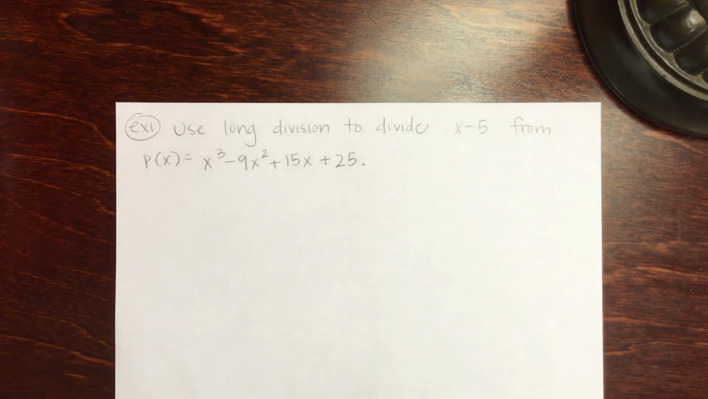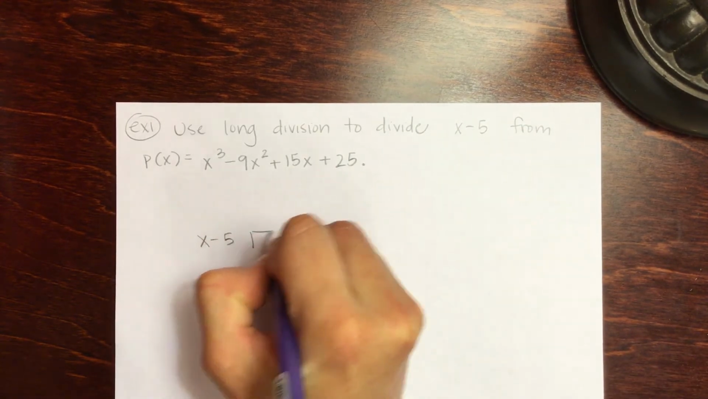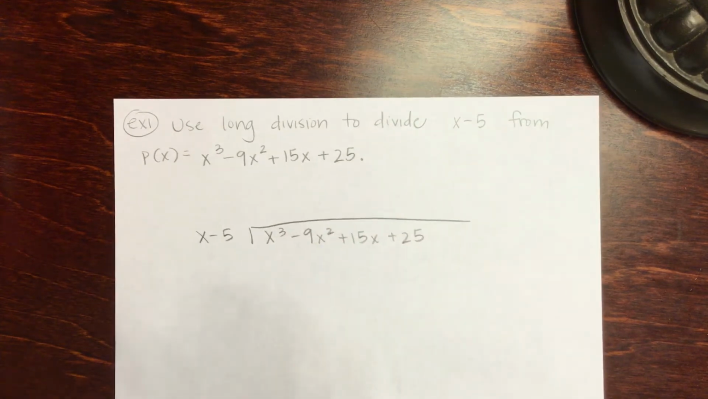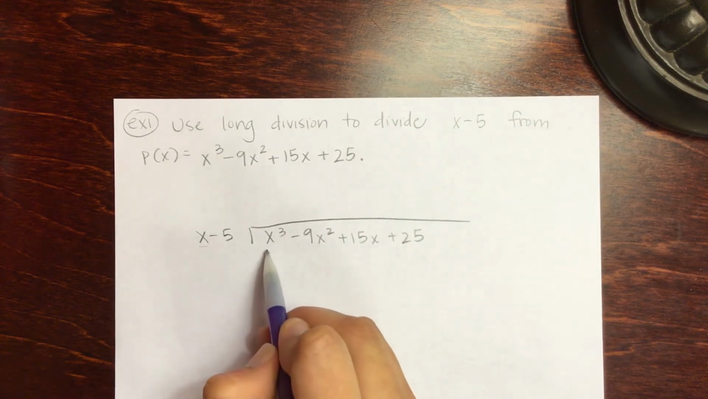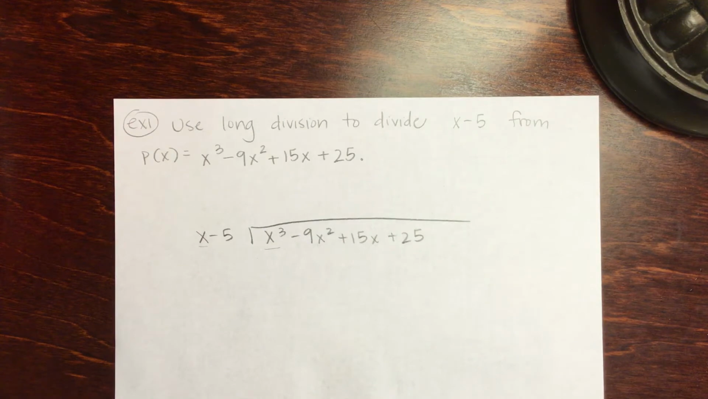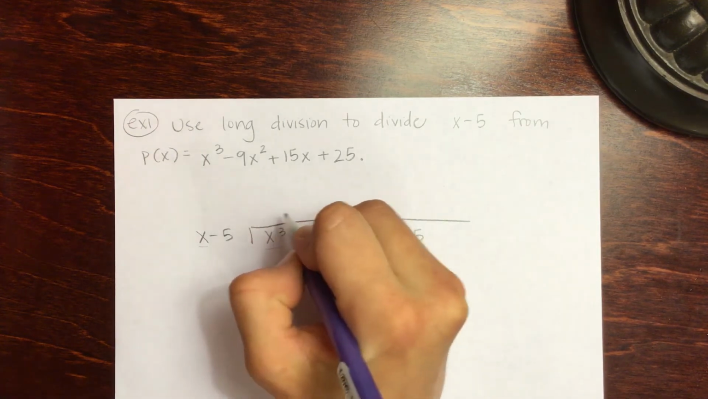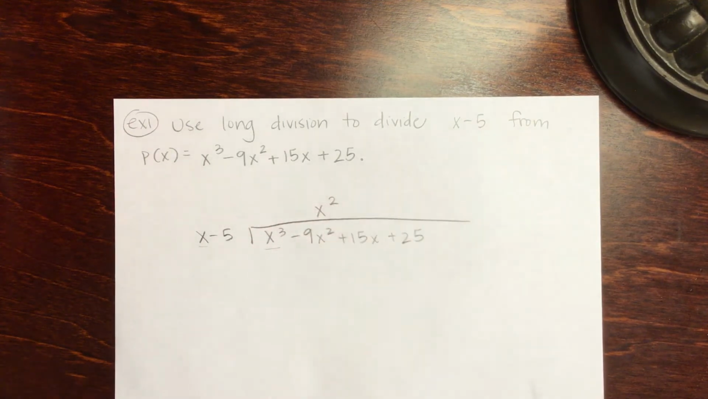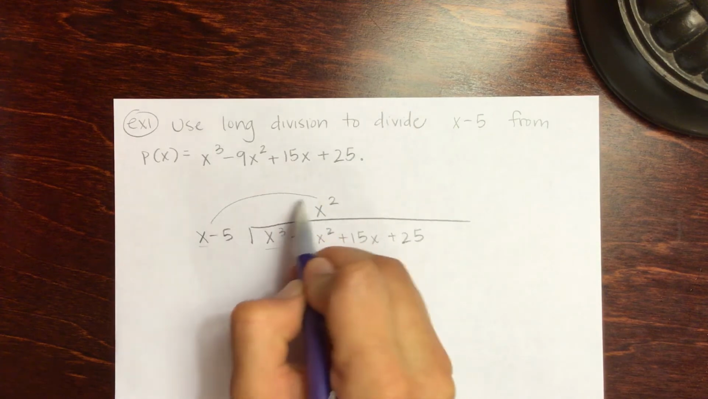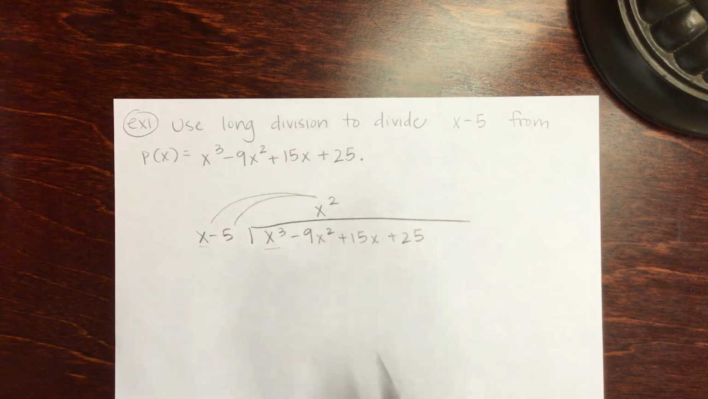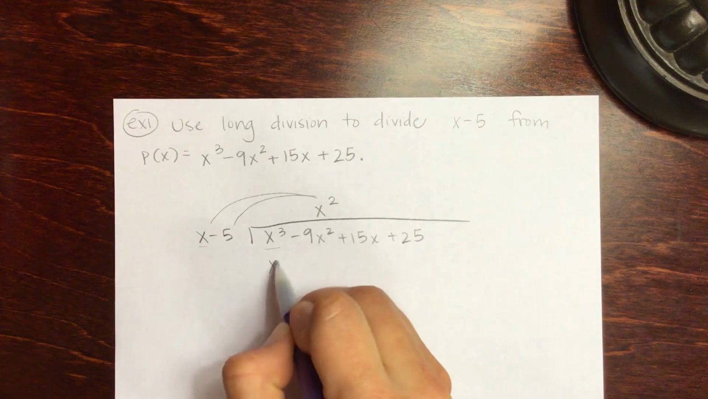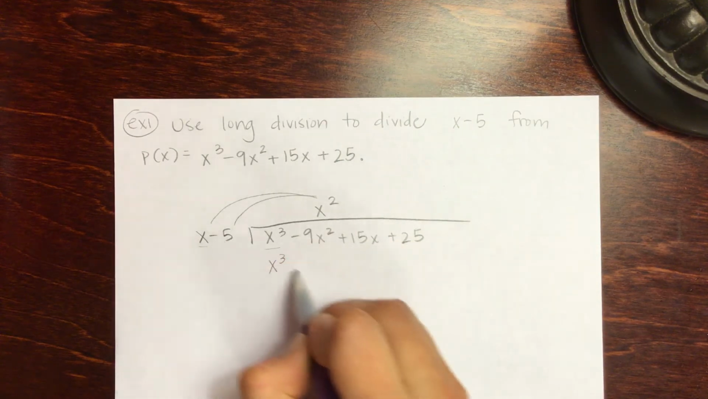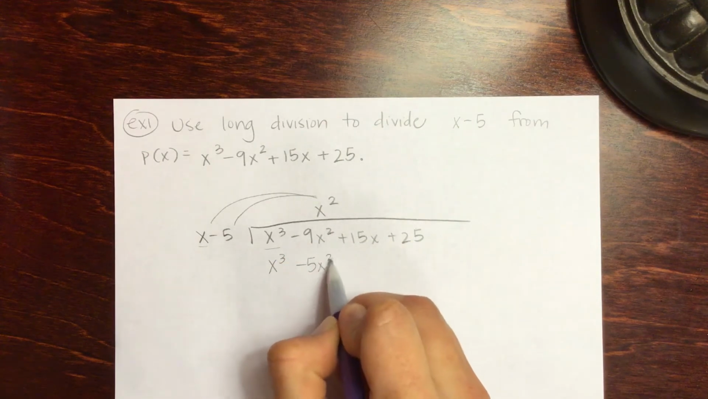We're going to use long division. That's what this is called, long division. We're going to use long division to divide x minus 5 from this polynomial here. So set it up. All right, x times what will give me x cubed? Well, that'll be an x squared. Distribute your x squared to all pieces of your divisor. So x squared times x is x cubed, and x squared times negative 5 is negative 5x squared.